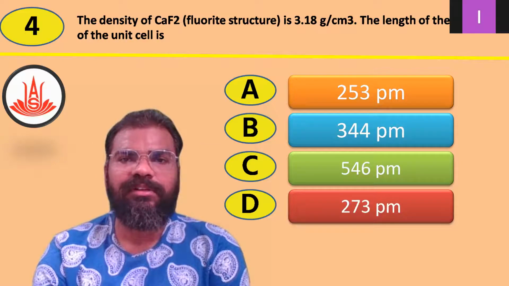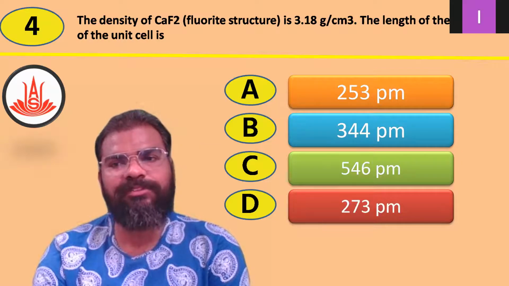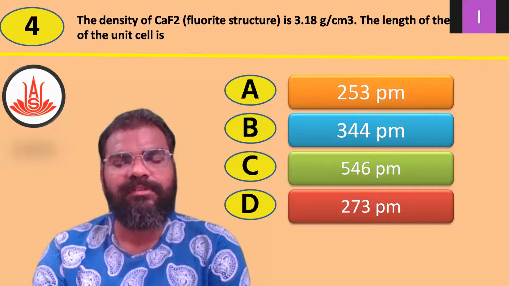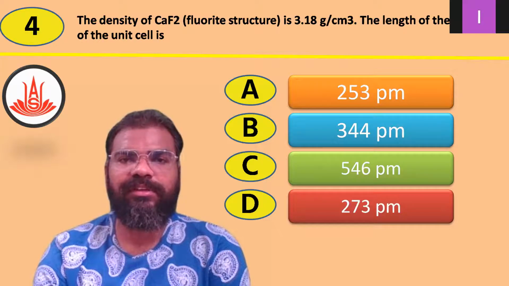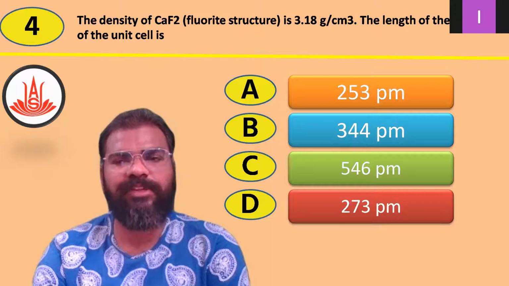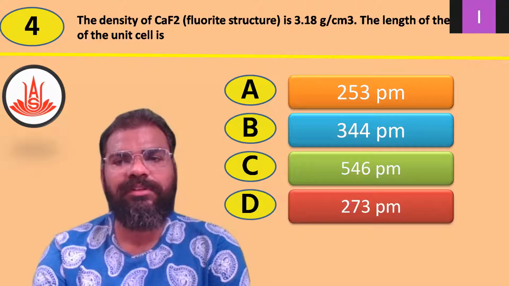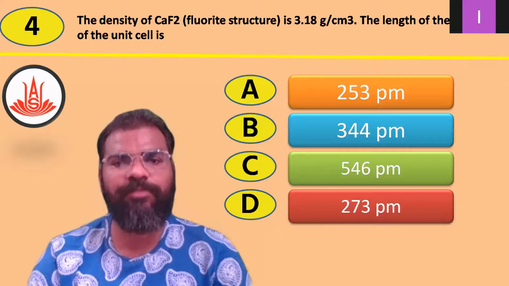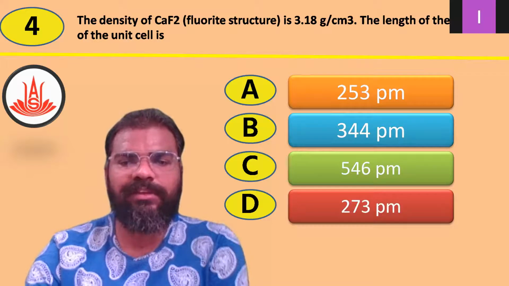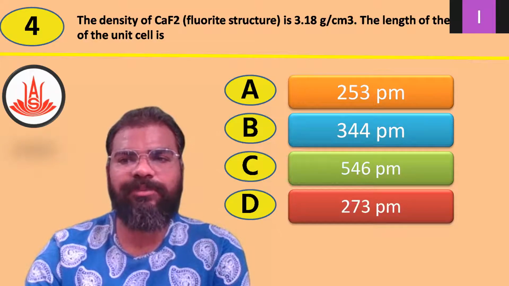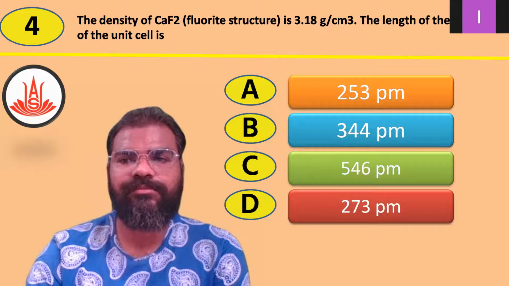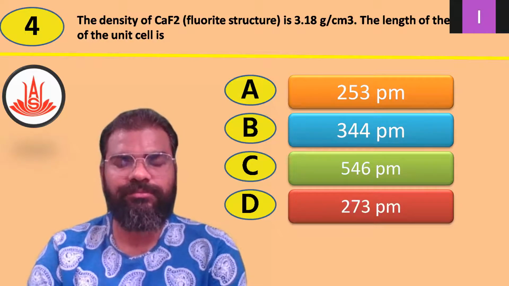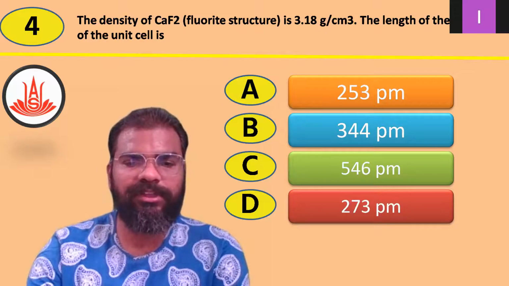Even the formula of a compound is a very important topic for JEE NEET session, whereas the density based sums are also very important. There are 4 options they have given: 253 picometer, 344 picometer, then 546 picometer and 273 picometer. So let us solve this.